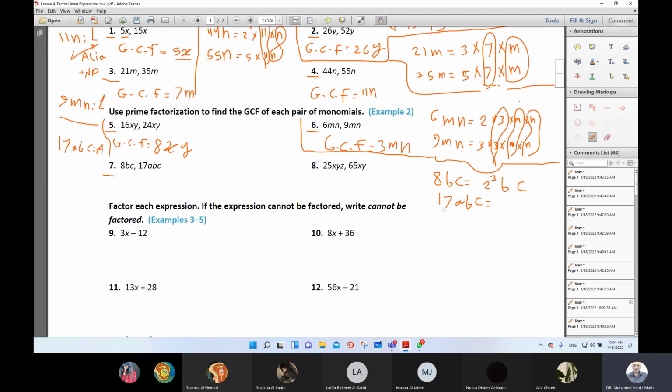The second monomial, we have 17. What is the factor of 17? 1 times 17, or 17? A, B, C. What is the common? Between the numbers, no common. What is the common between the variables? Here we have B, here we have B. So we have B common. And also we have C. So the GCF here equals BC, just BC. Is it okay, Latifa? Okay. Now I want from all to try number 8, please.